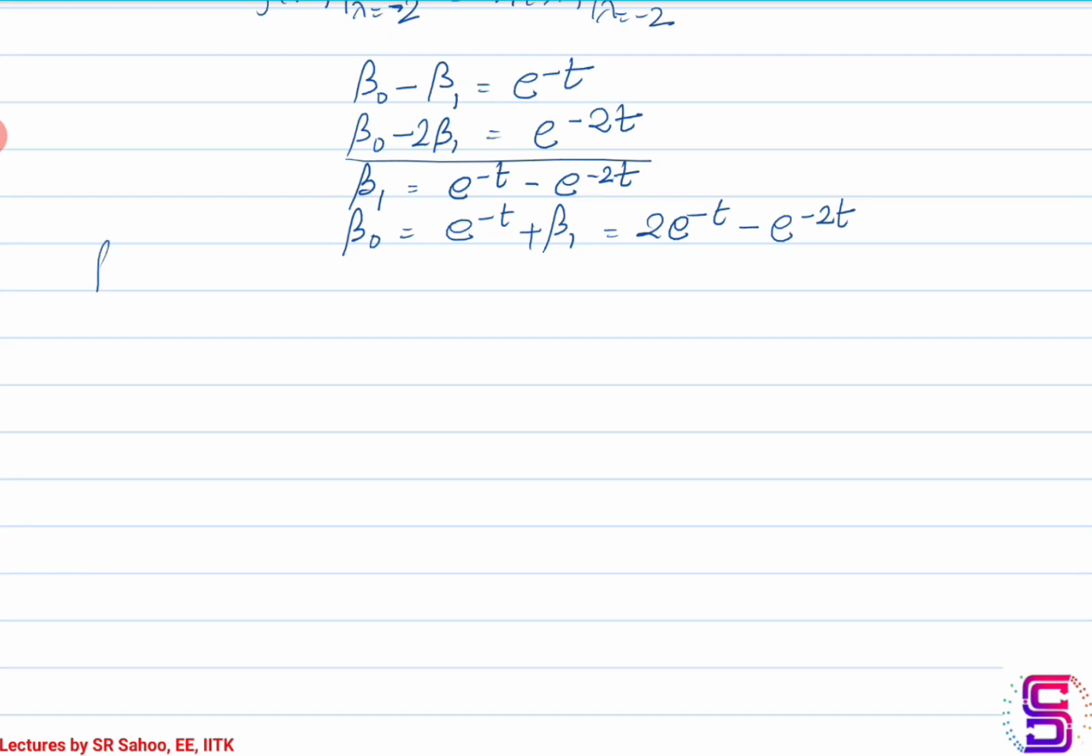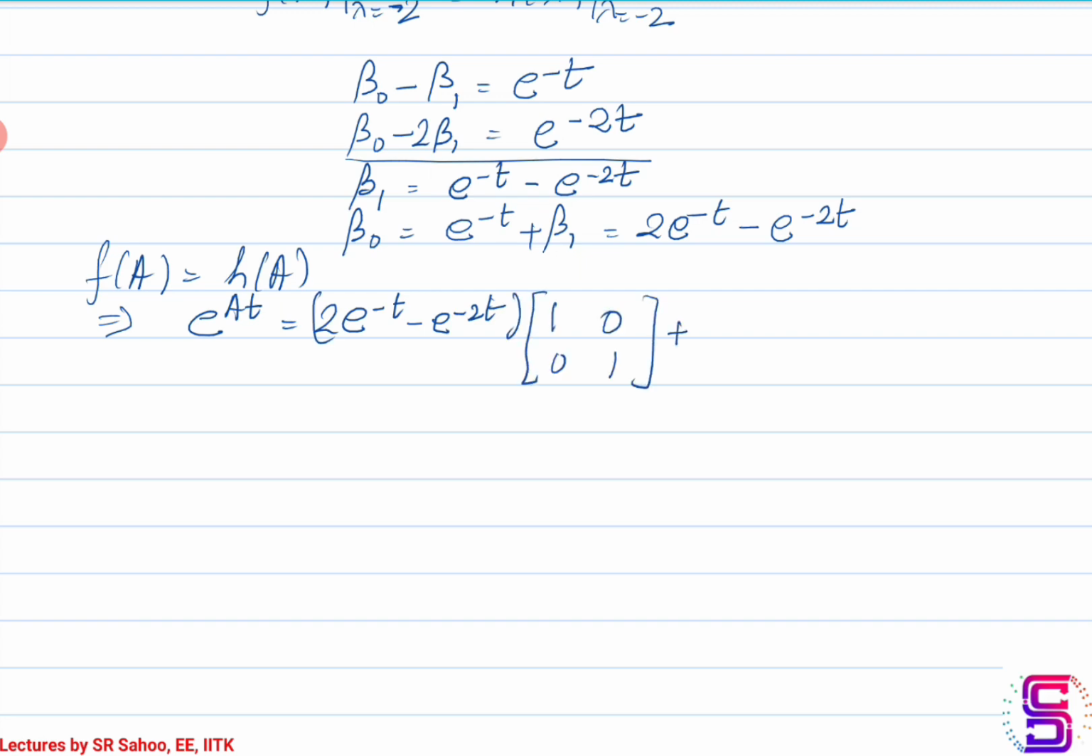So using the relationship that f of A is equal to h of A, I get e power At equal to beta 0, which is this, multiplied by the identity matrix, plus beta 1, which is this, multiplied by the A matrix.